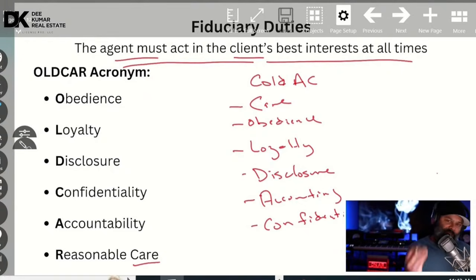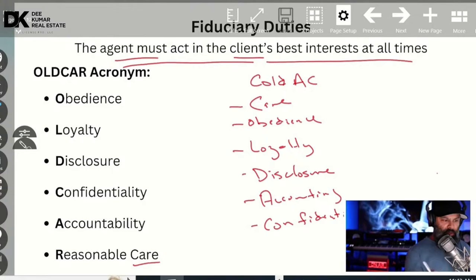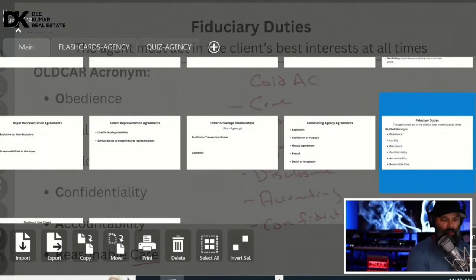Every state is going to have some silly thing that's different about it compared to some other state. Generally speaking, this all flies throughout these general concepts. Okay, so just keep those in mind. All right, so that's fiduciary duties. All of this stuff we owe to the client. Now, what do we owe to the customer?